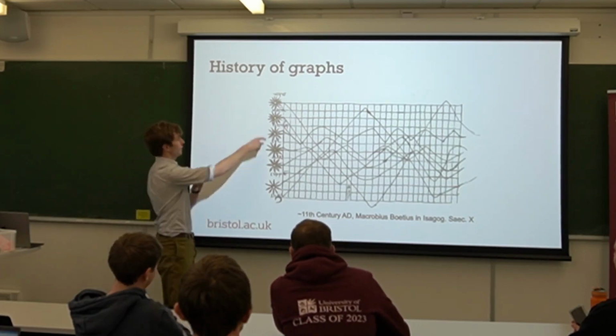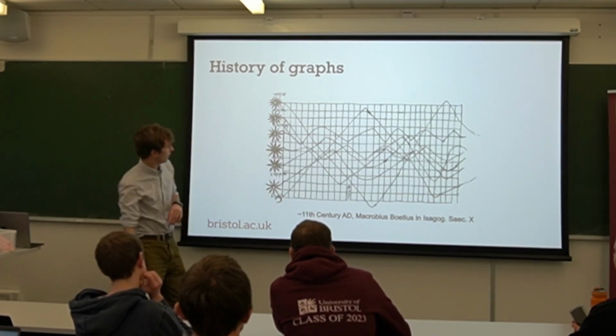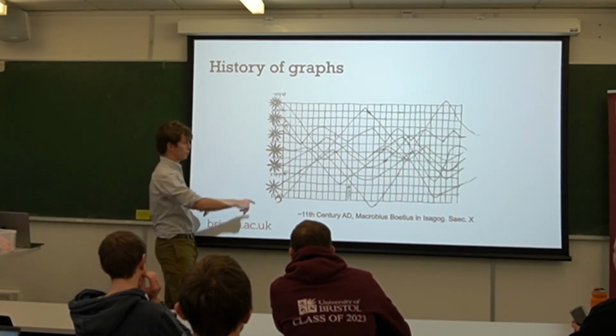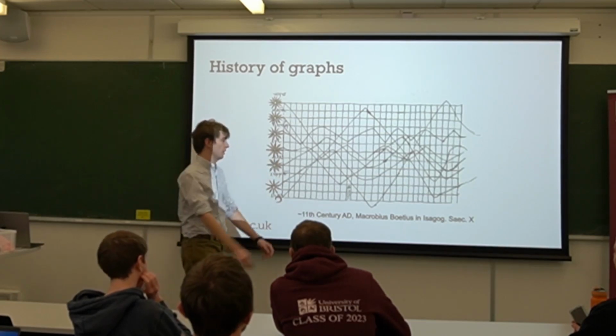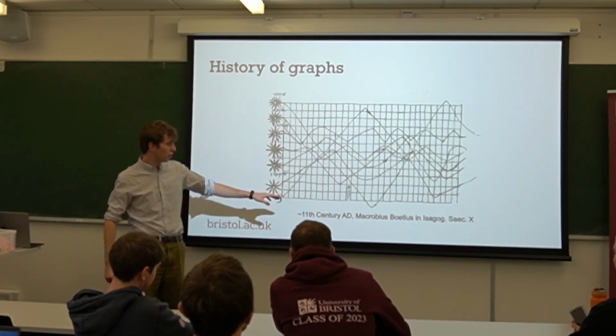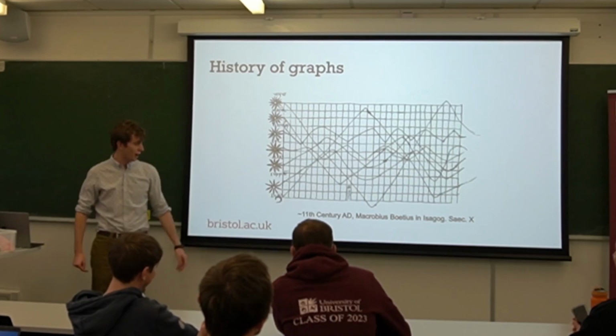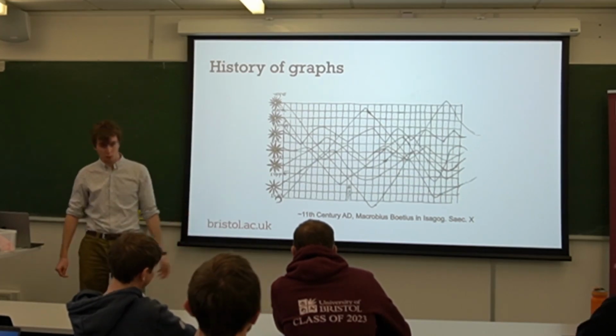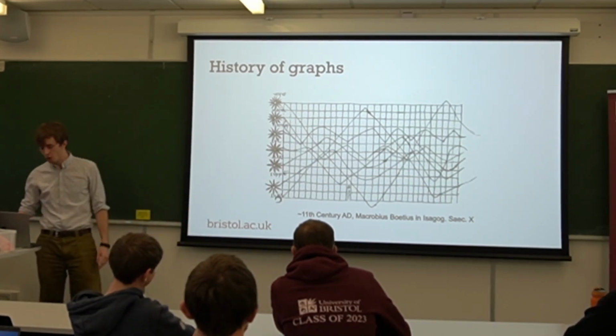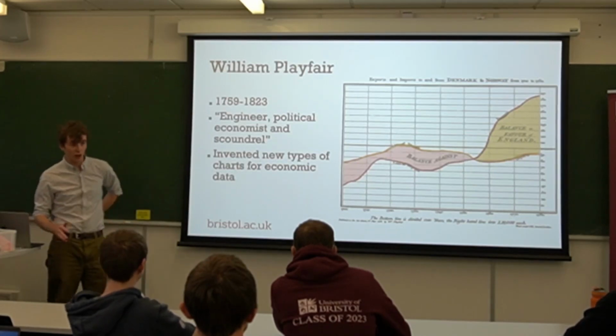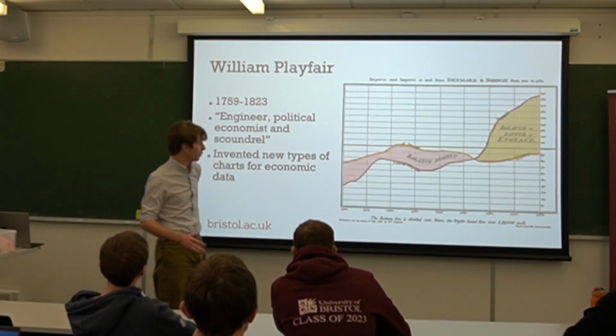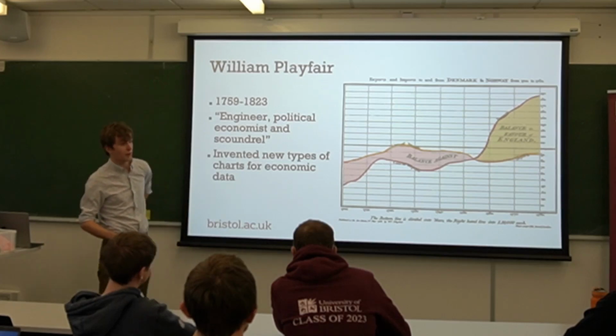So you have Venus, Mercury, I guess that's Saturn and so on, and they're kind of crudely plotted on this. And this was in a book by a guy called Macrobius Boetius, which is a great name, in the 11th century at some point. And then there's a whole lot of nothing for about 600 years, right? And then you get 2 guys coming along, the first one's called William Playfair, right?